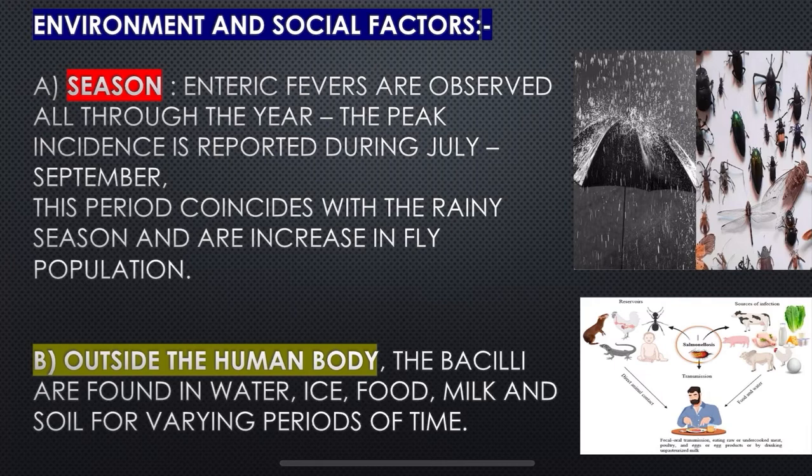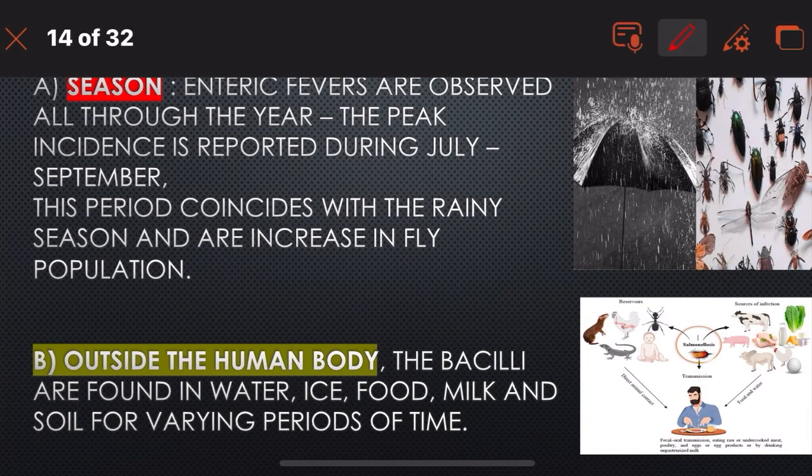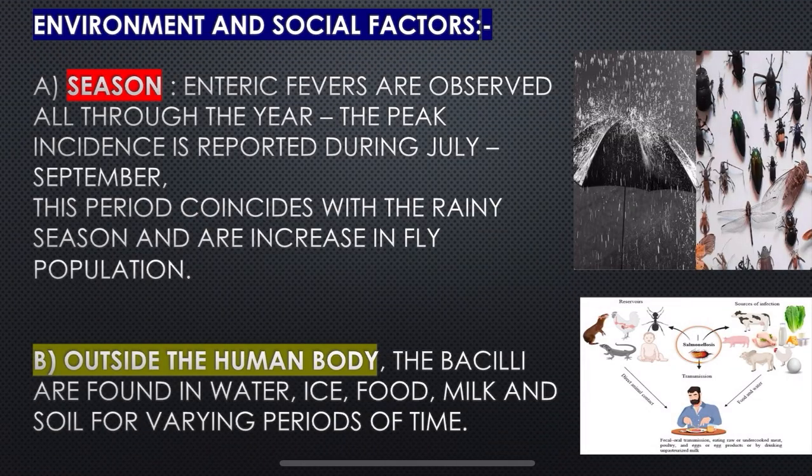This period coincides with the rainy season and an increase in the fly population. With the rainy season and increased fly population, the incidence of cases is increasing. Then, outside the human body, the bacilli are found in water, ice, food, milk and soil for varying periods of time. You can find the bacilli in the milk, ice, food, water and soil for various periods of time. You can find it in the external environment.